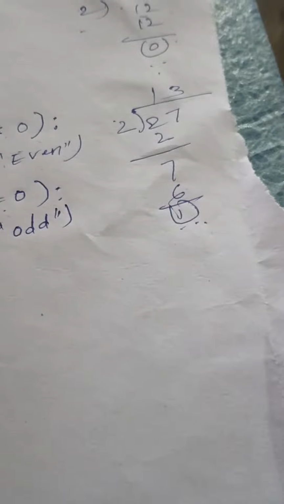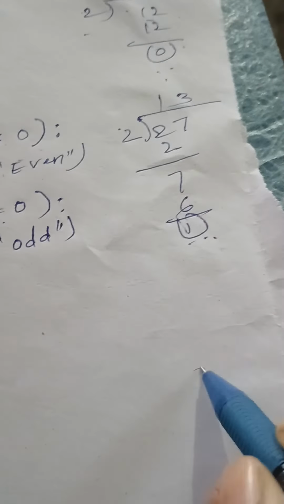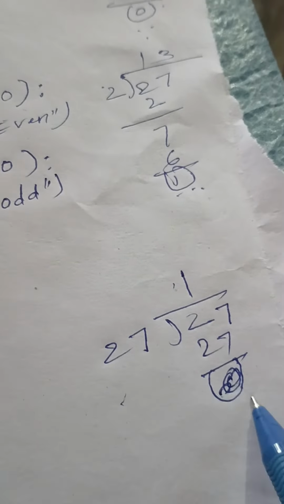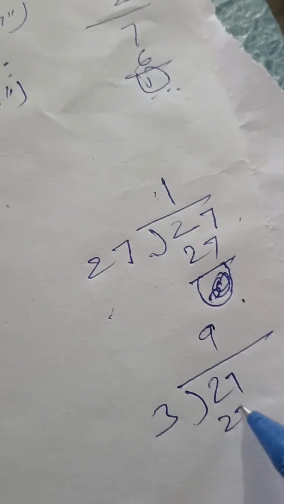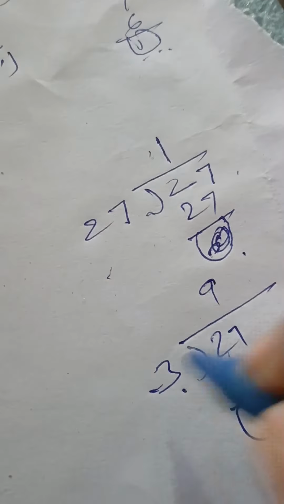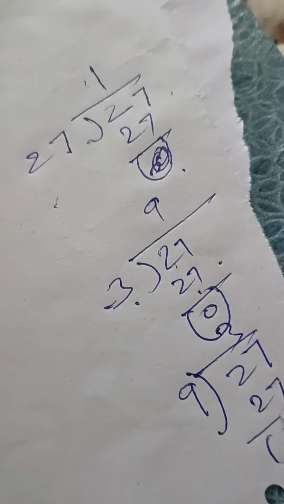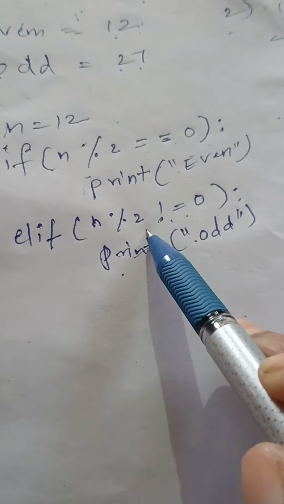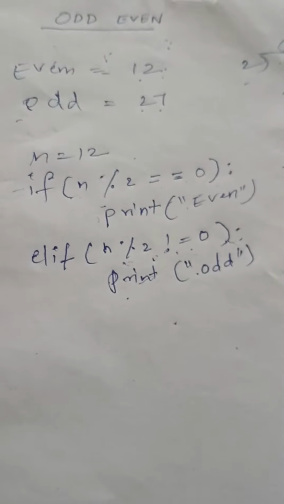So it is odd. An odd number is something that is divisible by itself, like 27 ones are 27, so 0 is the remainder, or it is divisible by another odd number. 3 nines are 27. So 3 is an odd number, and 27 is divisible by 3, and 9 is an odd number, so 27 is divisible by 9. Whenever an odd number is divided by 2, it doesn't give a remainder of 0, because it's not an even number. So this is the simplest logic you can write in Python.